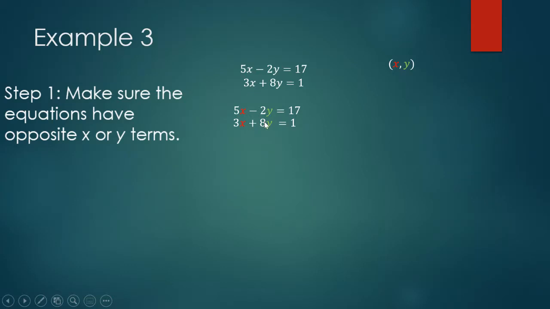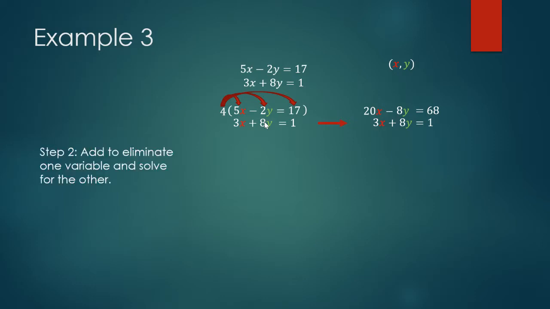How many times? 4. So what that means is I'm going to distribute a 4 times every term inside the top equation. So 4 times 5 is going to be 20x. 4 times negative 2 is going to be negative 8y, equals 4 times 17 is going to be 68. On the bottom one, I didn't have to do anything, so I'm just going to move it over there. Now, step number 1 is done.